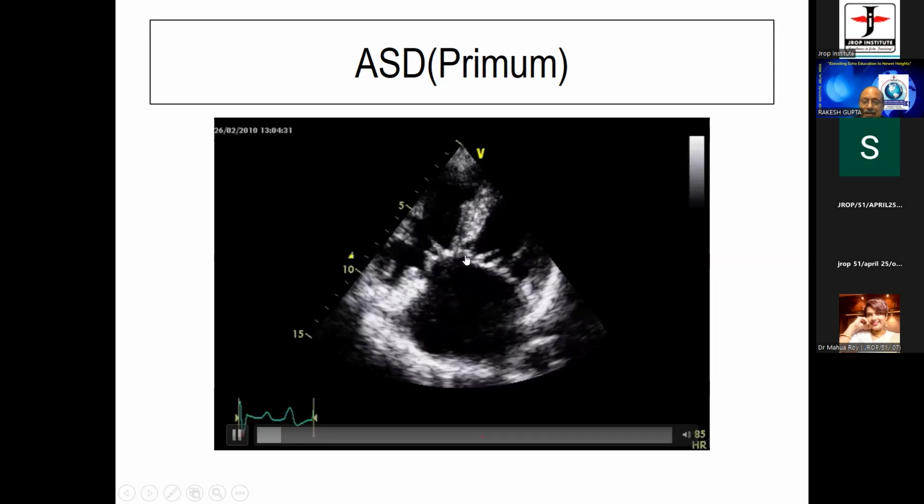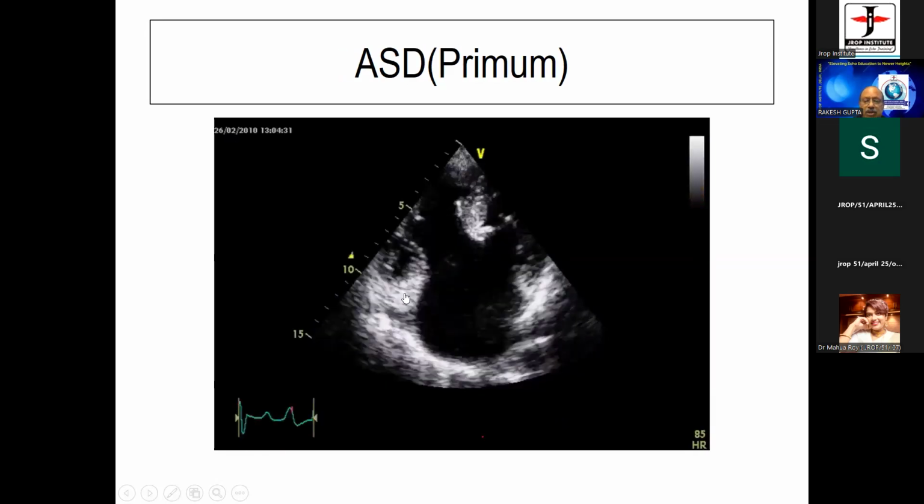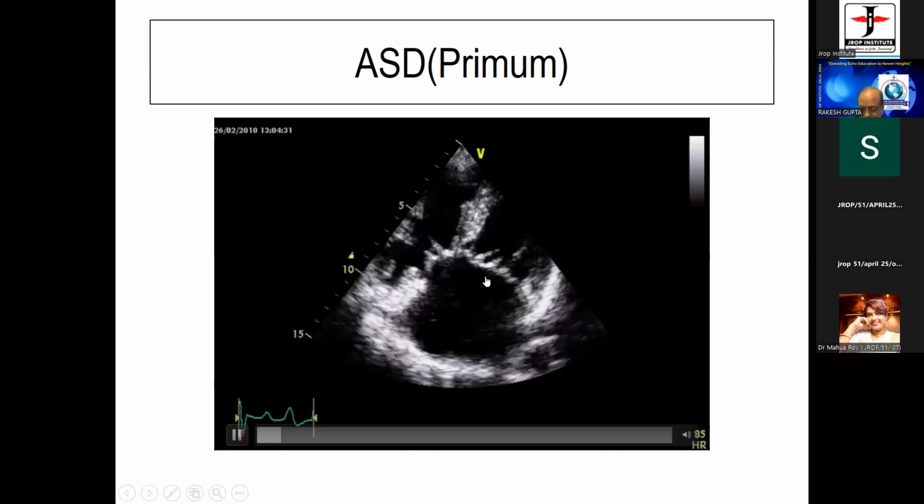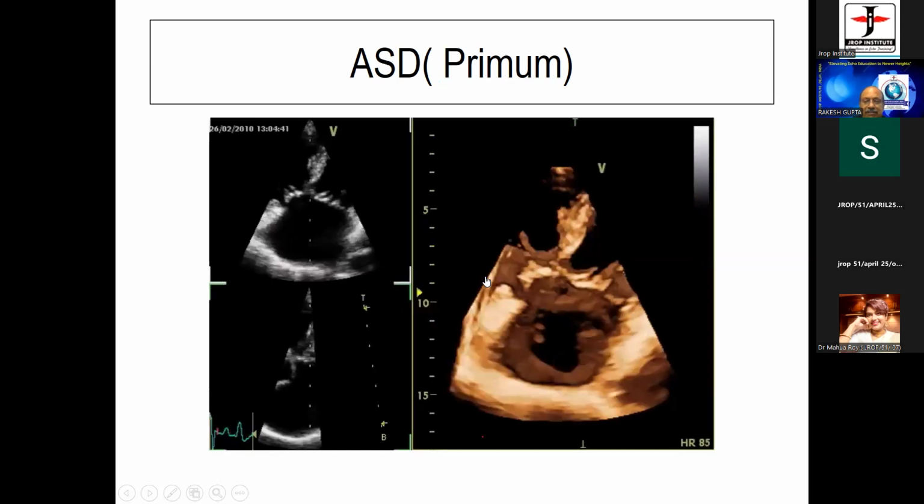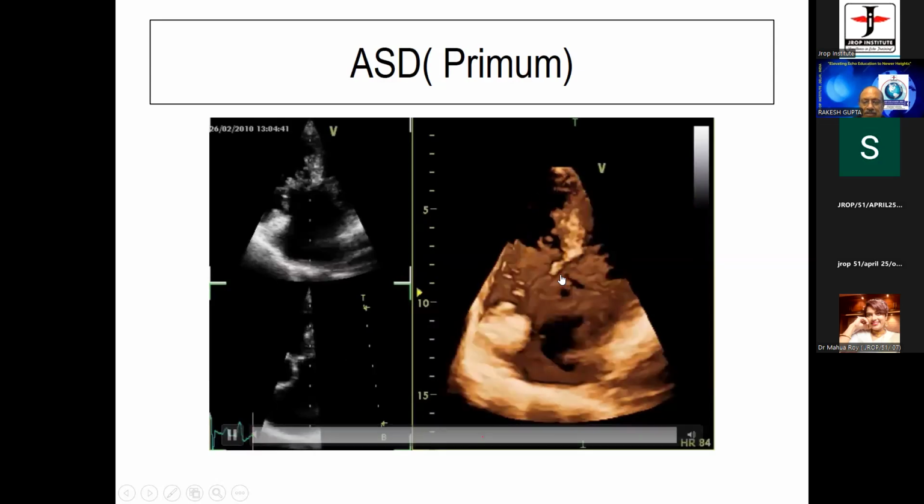And this is what you have, a common AV canal defect. This is not a mitral or tricuspid valve. There is only one valve which is present, and this is known as common AV canal defect. Now you can see it beautifully in a 3-dimensional view.